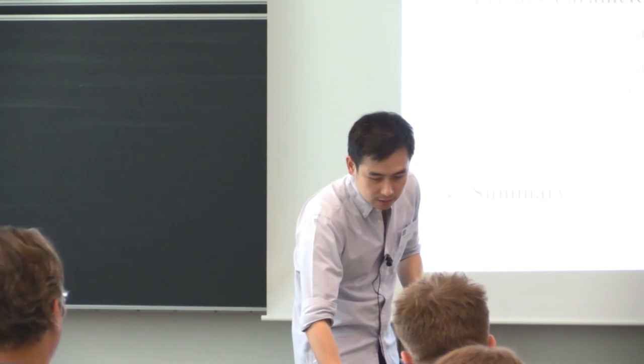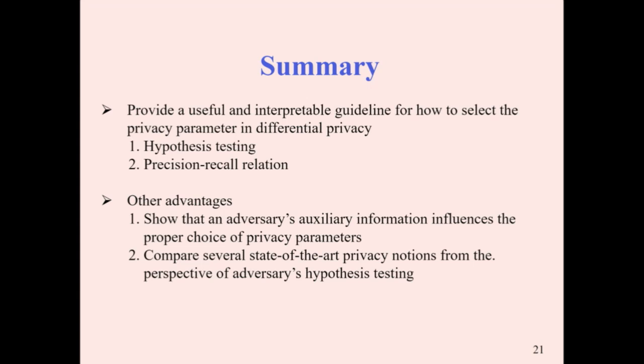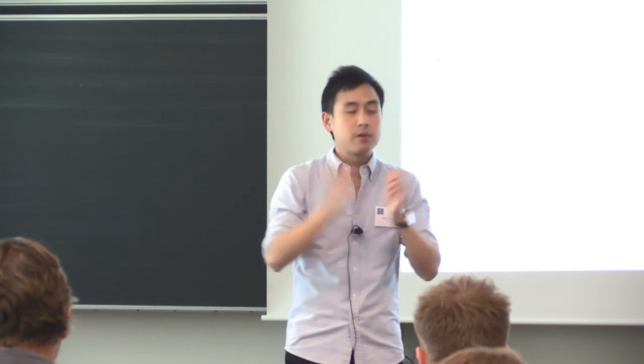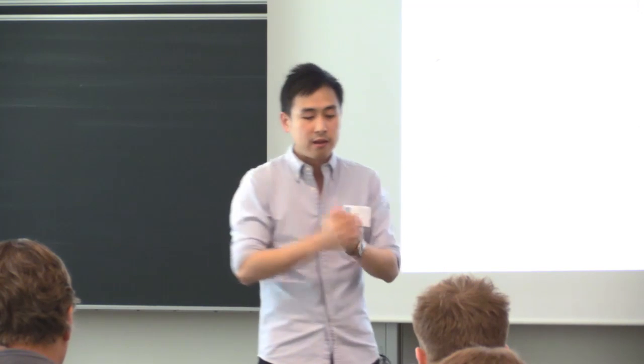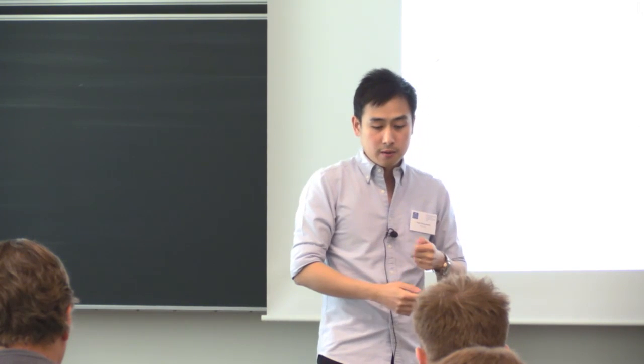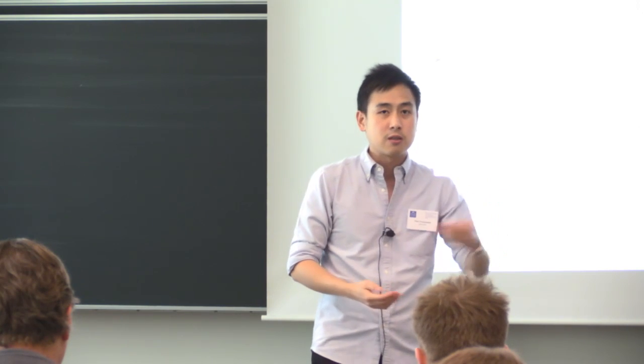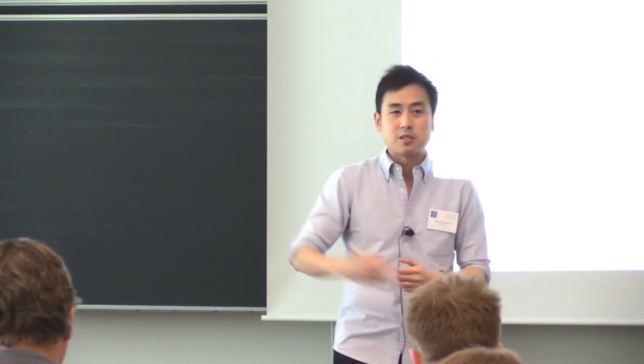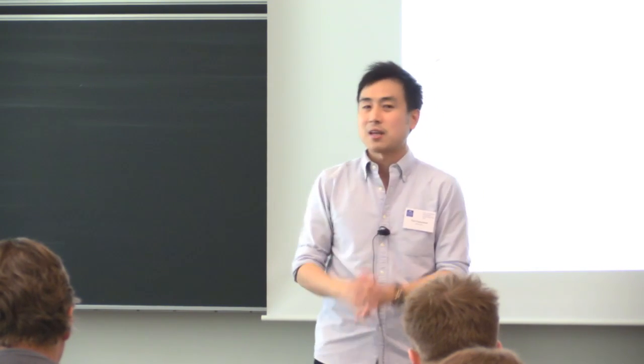So, the summary and takeaway from this presentation: we want to provide a useful and interpretable guideline on how to set a privacy parameter in differential privacy using hypothesis testing. More concretely, we want to use precision and recall as a guideline for practitioners to use. It also has an additional advantage that we found from the work, in that it incorporates auxiliary information in choosing this parameter. And it can also be used to compare state-of-the-art privacy notions from the same perspective. And that concludes it. Thank you.